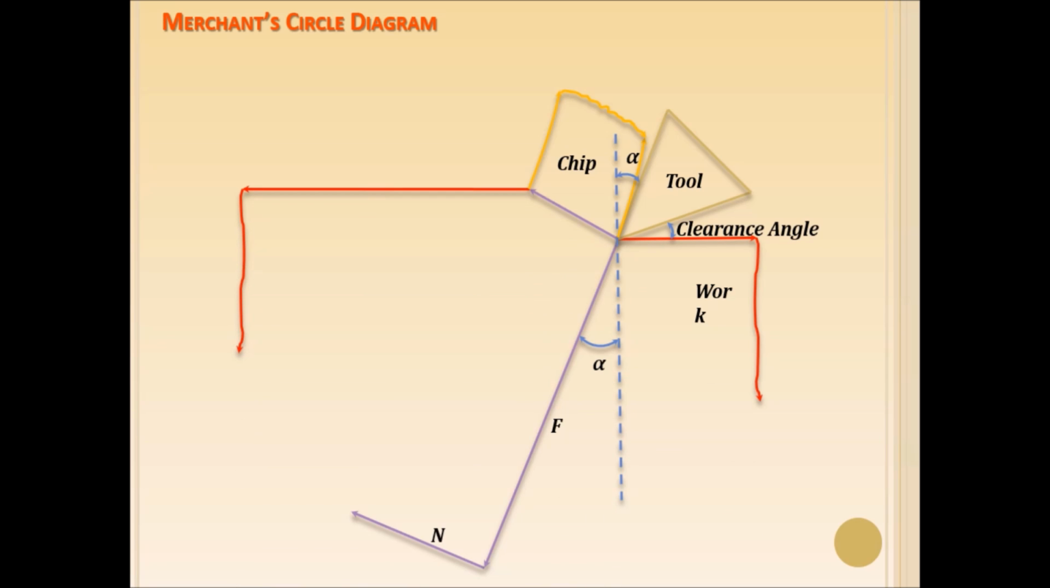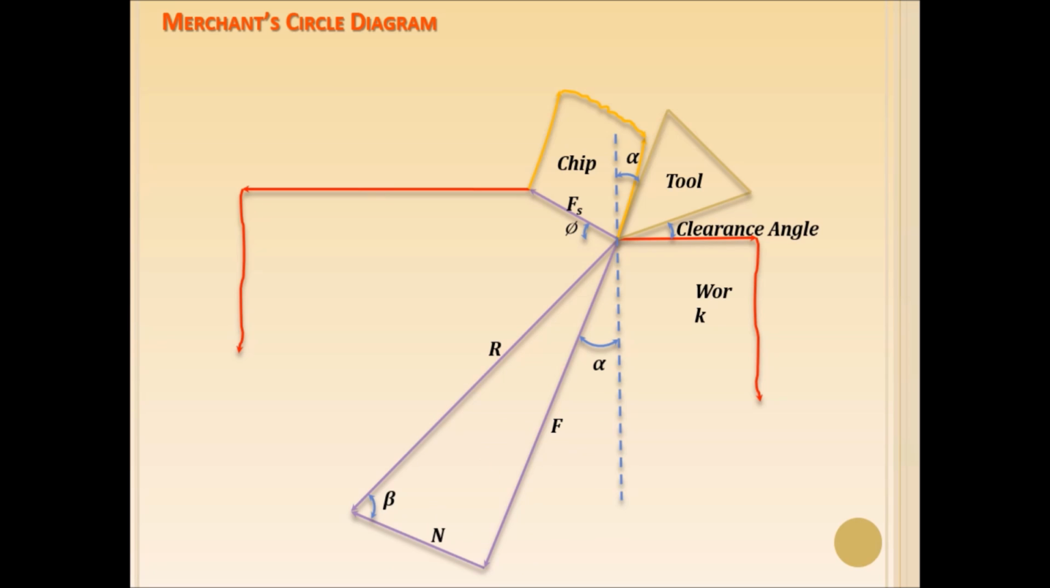And now you can see the frictional force, which is denoted by F, along the chip tool interface, and a normal component to that force, and a resultant R.